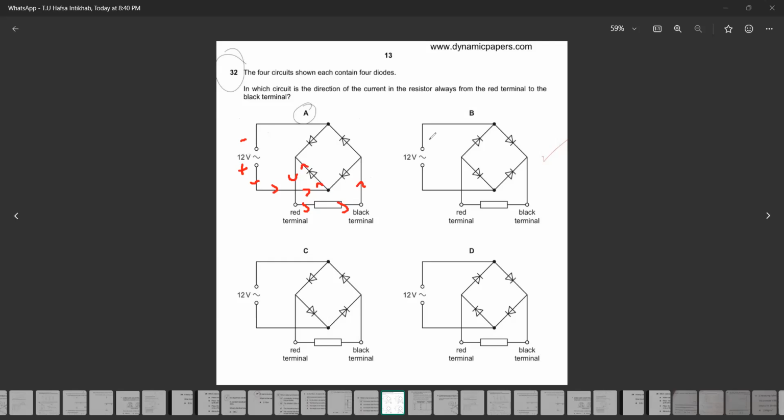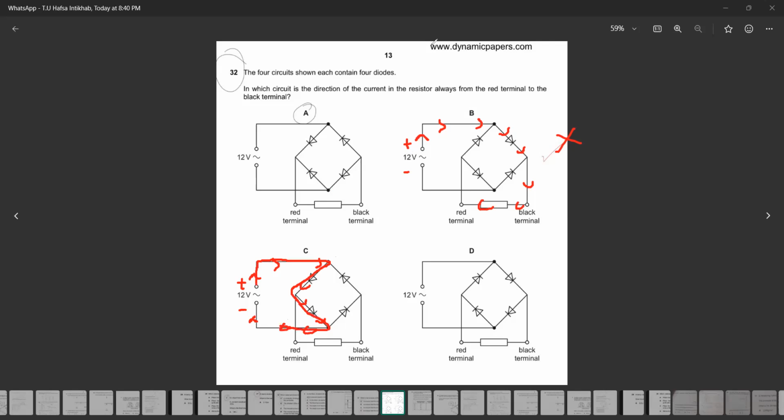Why not B? First, if we take this positive, negative, which diode will allow? This diode will allow. Then it will go from black to red. So that's why not B, we don't have to check the other way around. If one is not working, definitely the other won't work. Positive and negative. When it is here, this will allow. But now there are two possibilities. This diode can allow, the resistor can allow. But because the current will follow the shortest path, in this case the current will move in this way.